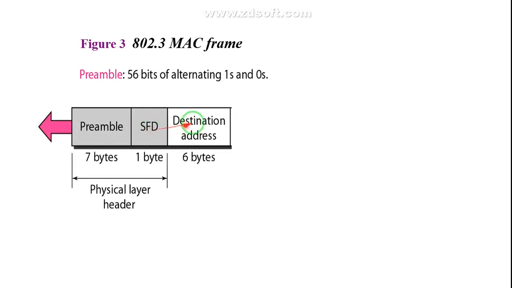Now, the next part is the destination address. This field is of 6 bytes, which is nothing but 48 bits. And it contains the link layer address of the destination station to receive the packet. Now, when the receiver sees its own link layer address or a multicast address or broadcast address, then it is going to decapsulate the data from that frame and pass this data to the upper layer protocol.